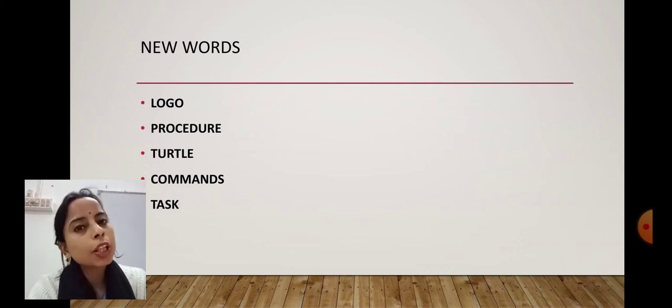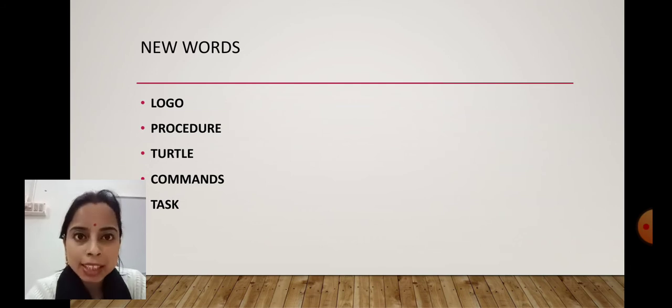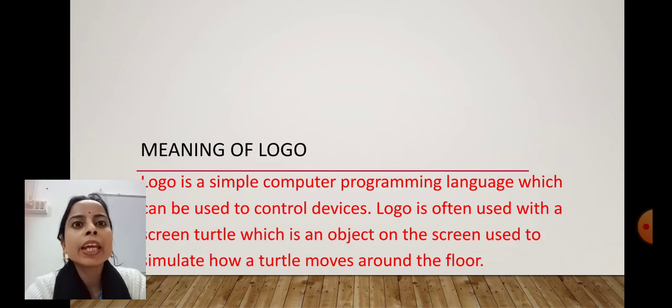So logo is what? Logo is a computer programming language. Procedure refers to the method of doing a particular task. Turtle is an imaginary pen that is given drawing commands on the logo screen. Then commands. We give commands to the turtle. What are the commands? FD, RT, LT. FD forward, RT right, BK back, LT left. Whatever commands we give, the turtle follows them and draws the figure on the logo screen. Task. Task is what? Work. Okay?